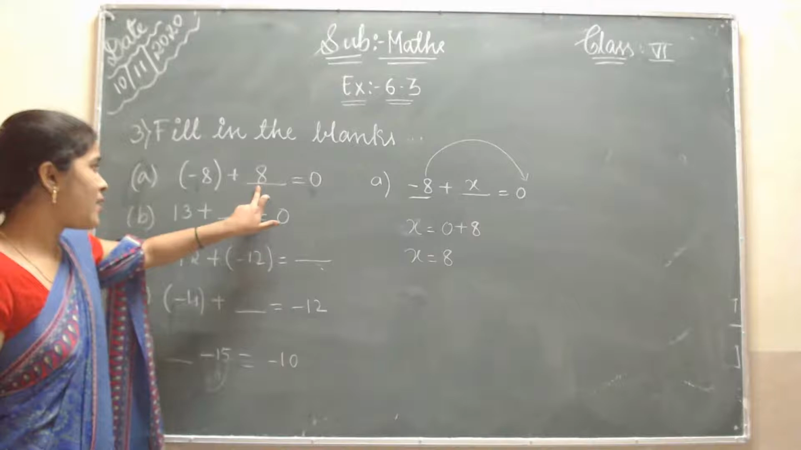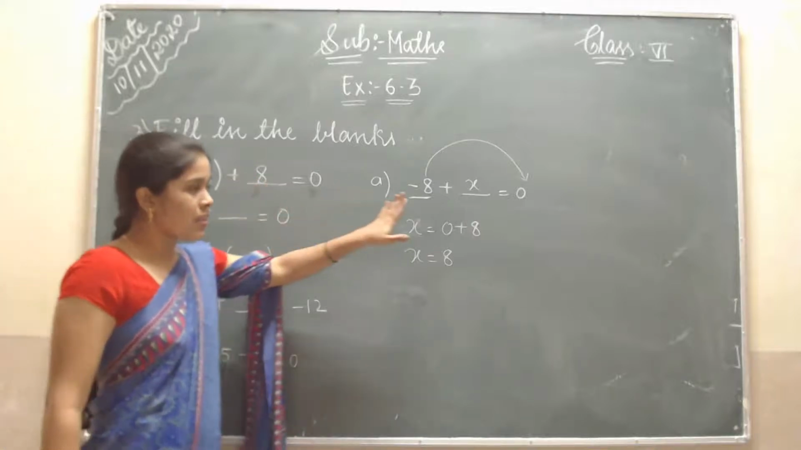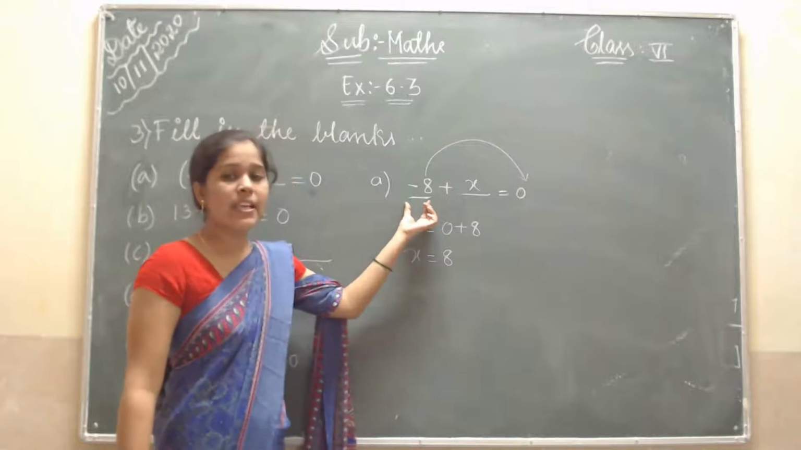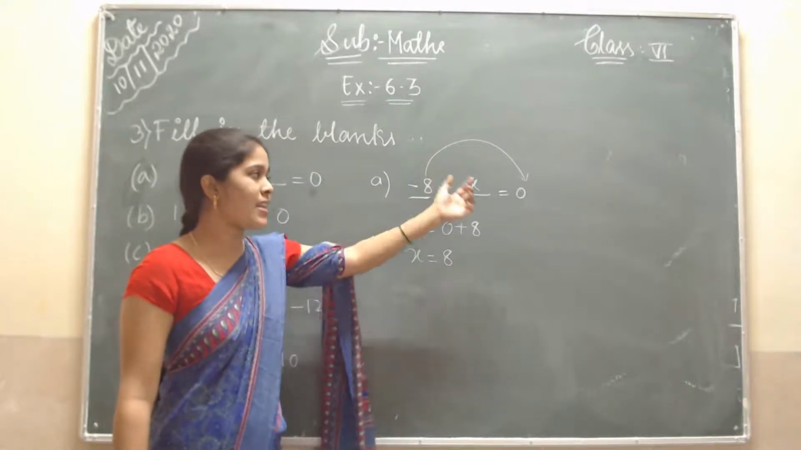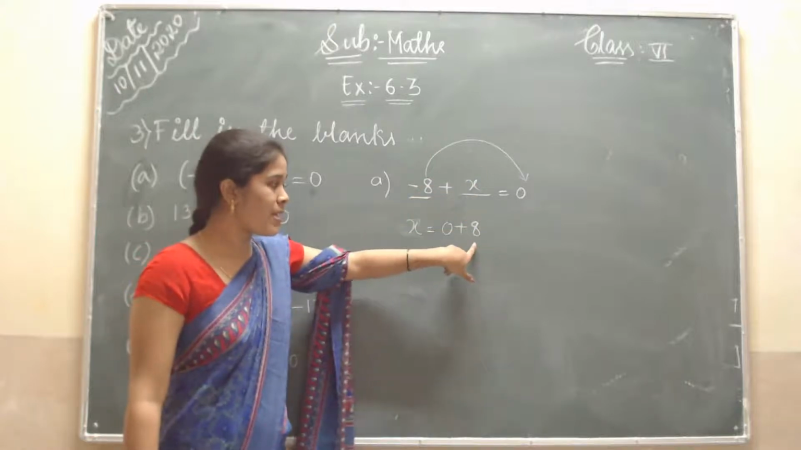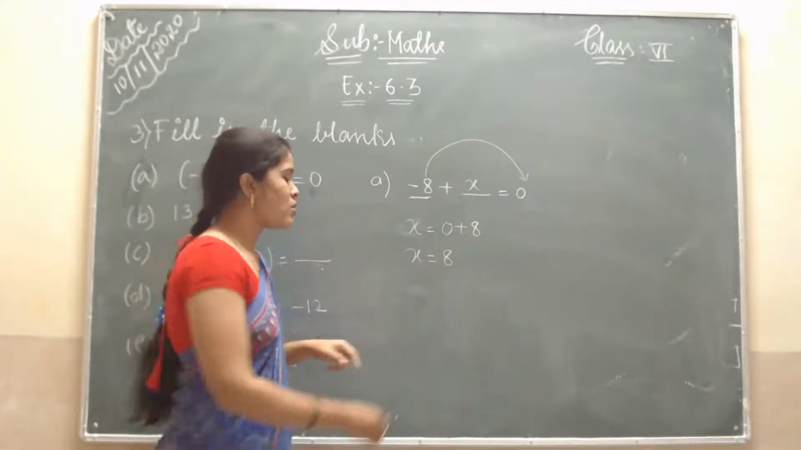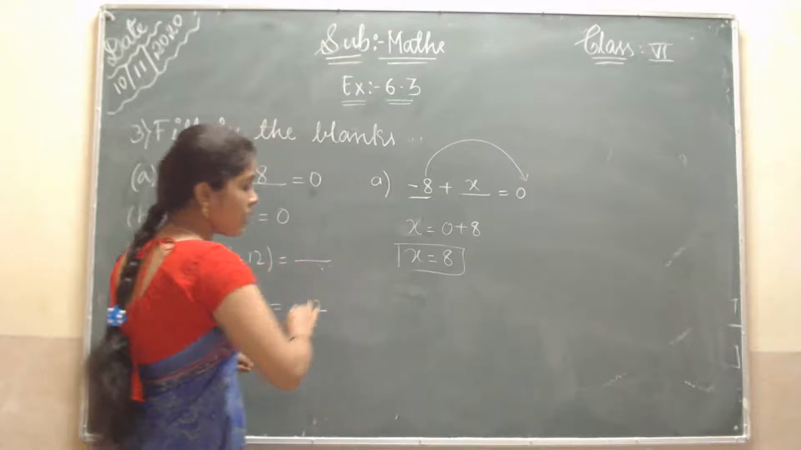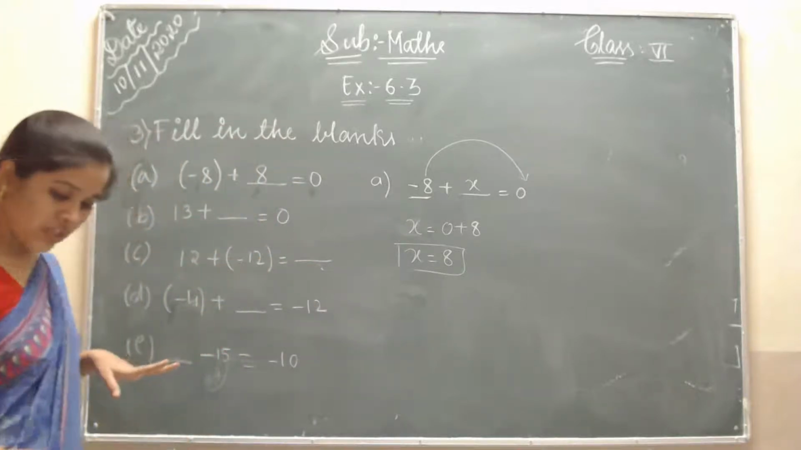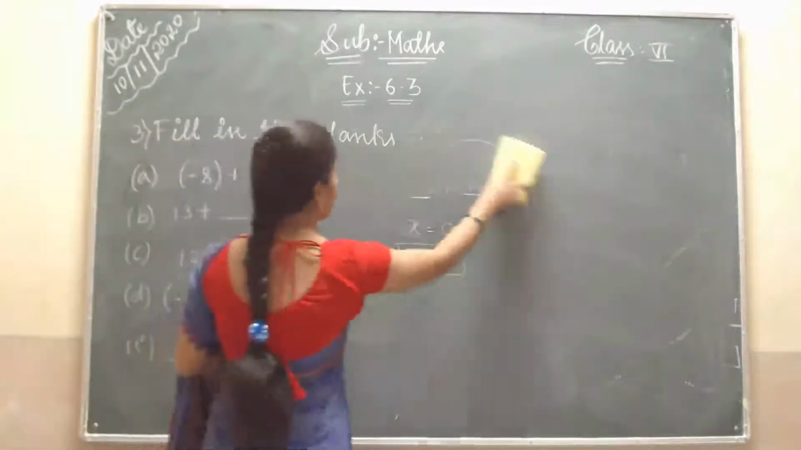Once again I will explain. Keep the blank as x. Take this LHS to the RHS side. Minus 8 goes, it becomes plus 8. 0 plus 8 is 8. So what is the value of x? 8. So remove x and keep the value of x in its place. Understood?